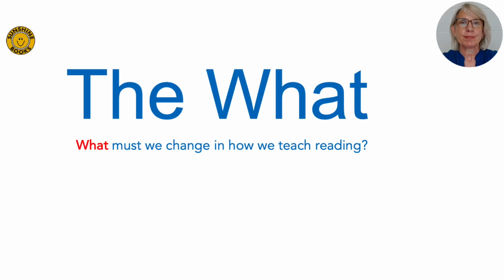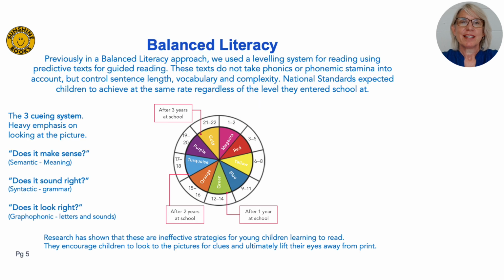What must we change in how we teach reading? In a balanced literacy approach, reading instruction commonly used levelled predictive text for guided reading. Reading progress was measured using a colour wheel levelling system, where magenta was the first level, followed by red and so on. These texts controlled sentence length, vocabulary and text complexity, but didn't account for phonics knowledge or phonemic stamina.